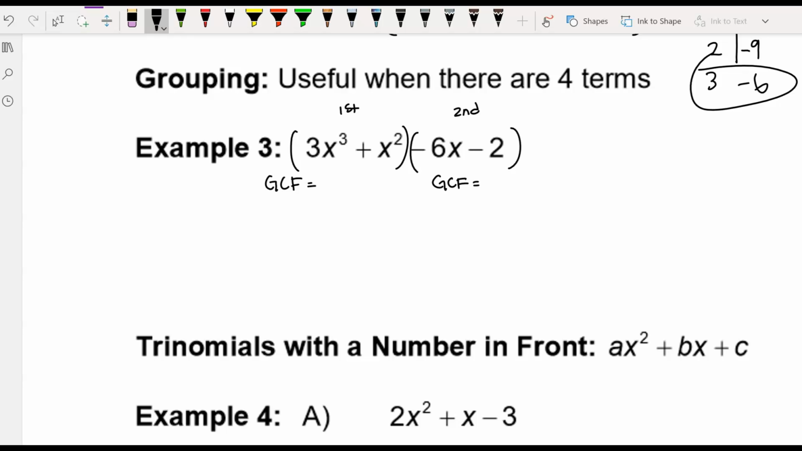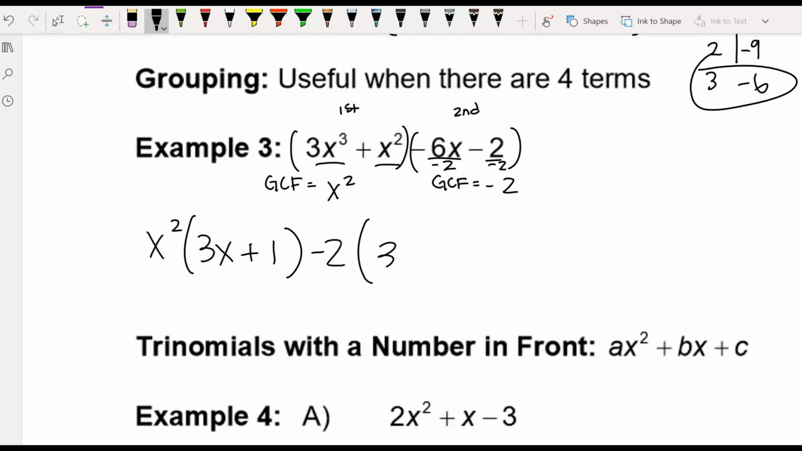So GCF of the first one, notice they don't have any numbers, but they do have that x squared in common. And then the second one, we don't have an x in common, but we do have our numbers in common. So -2. And you will match the sign for these ones. So those come out front, so x squared, and then we'll have a 3x left over and a 1. And then if we divide out a -2 on this one, that leaves us a 3x plus 1, because a negative divided by negative makes a positive.